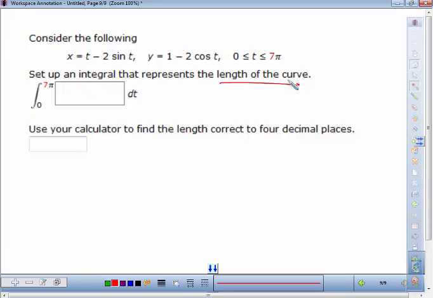So it's just a bunch of plugging and chugging into the formulas. So let's do that. x prime is equal to 1 minus 2 cosine t. y prime is equal to 0, and then the derivative of cosine is negative sine, so let's make this a positive 2 sine t. And then we need to square that and put it all under a square root.